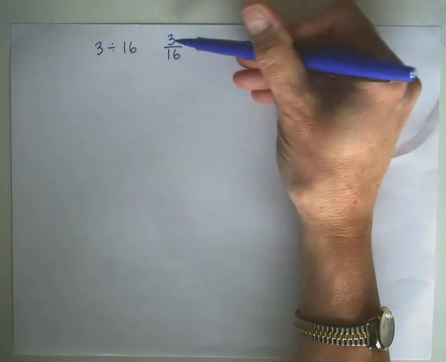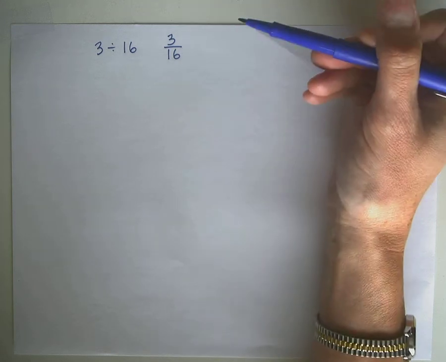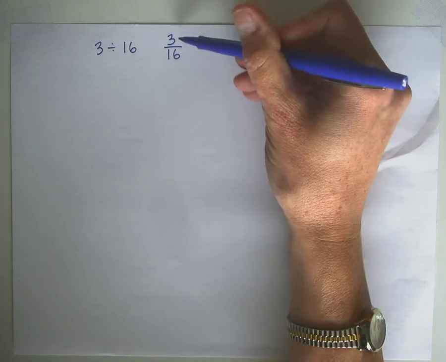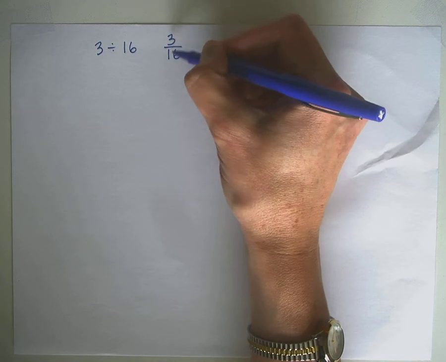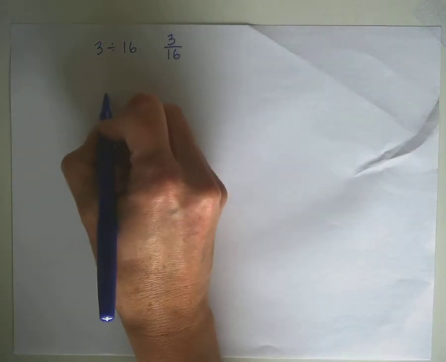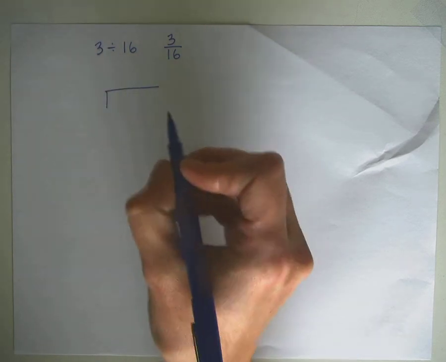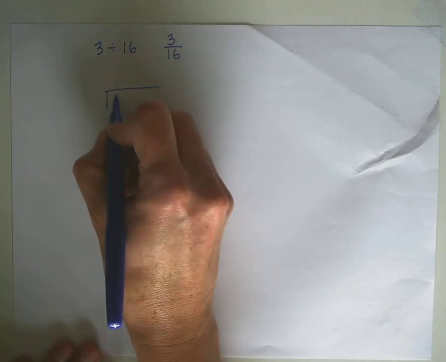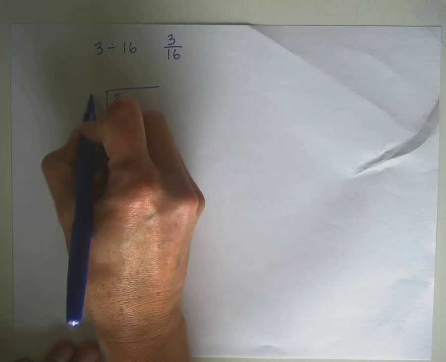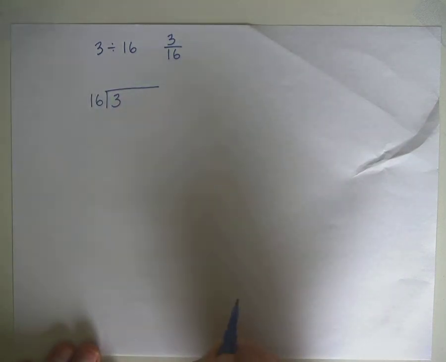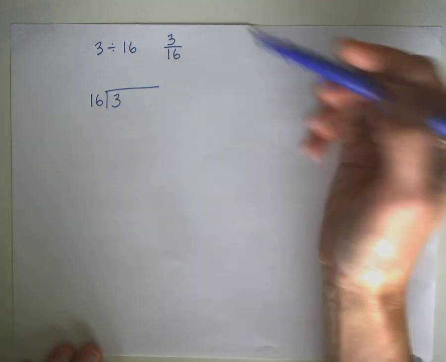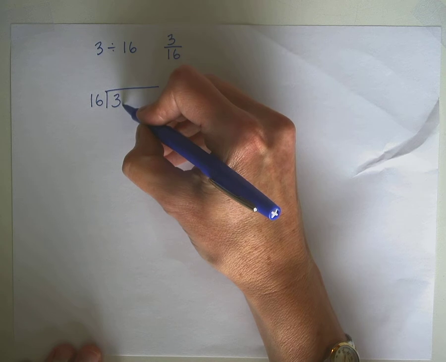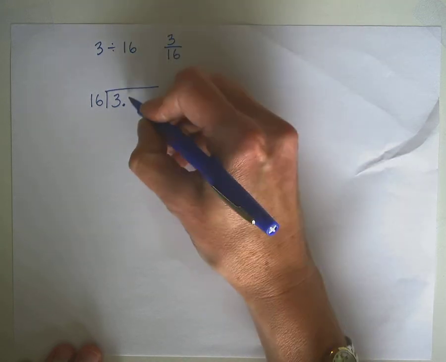So when you see a fraction, in order to turn it into a decimal, you just divide the top number by the bottom number. So top divided by bottom, 3 divided by 16. And we remember, top number in the house. So 3 goes in the house, 16 goes outside as the divisor. So just like you do with the traditional method, you know that 16 doesn't go into 3. So we're going to add a decimal, and we're going to add 3 zeros.